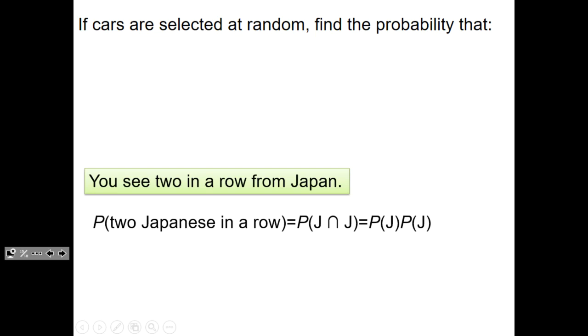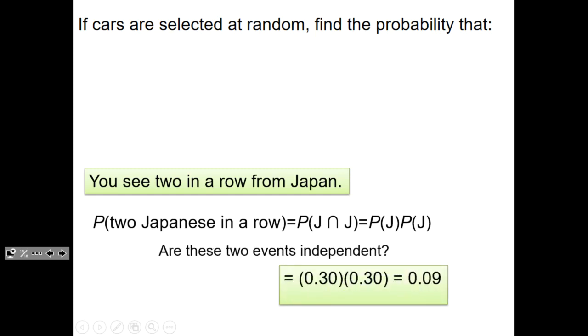Now the question is, is one car independent of another? Well, think about it. If I pull one car out of the parking lot or out of all of Newport News, does that really affect the chances of another car I pull at random out of Newport News? And no, it really doesn't. So I can multiply these. So it's going to be 0.3 times 0.3, 0.09. So the chance I'd get 2 Japanese cars in a row, selecting cars at random, is 0.09.